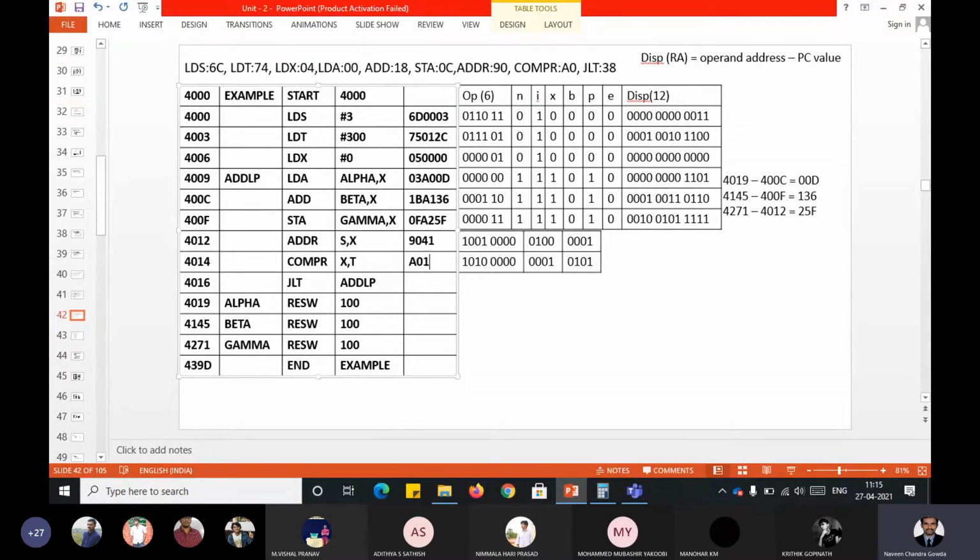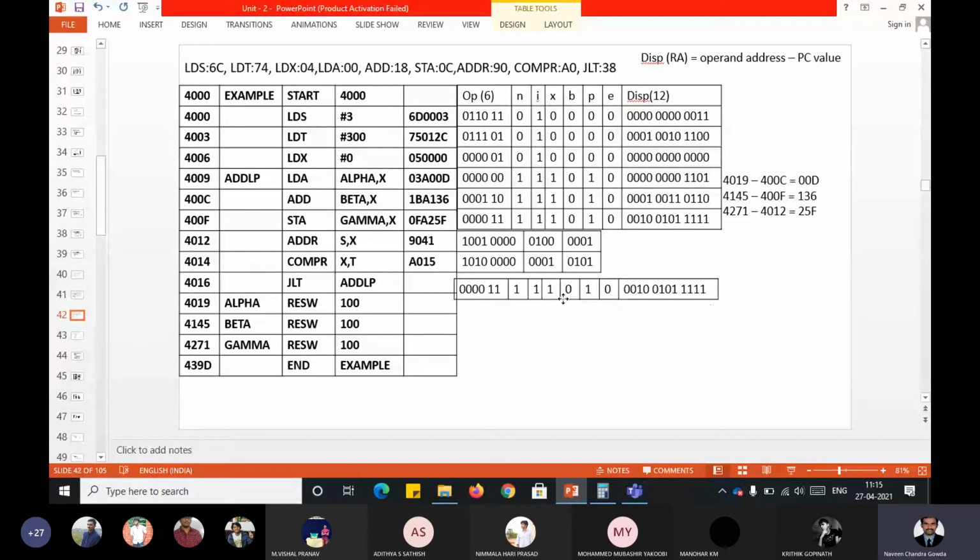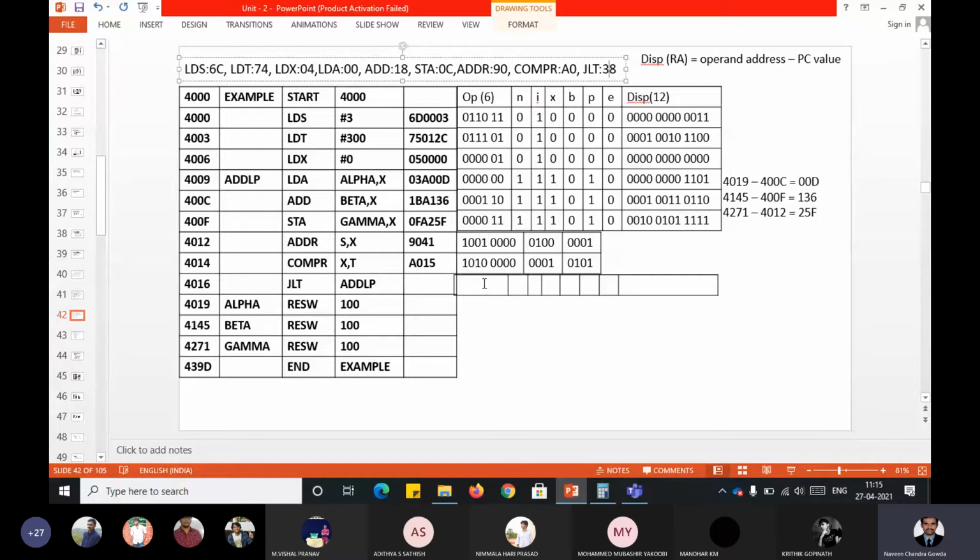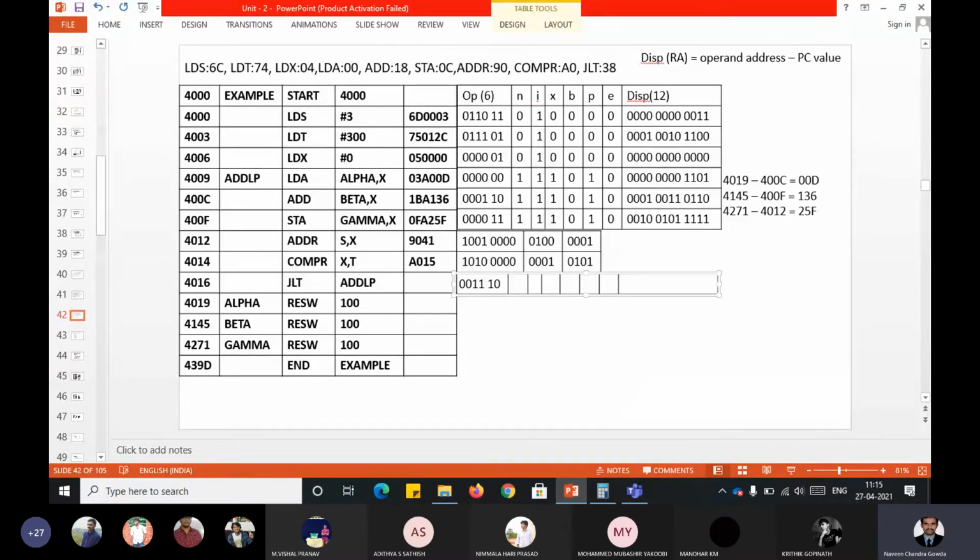Next, let me take you to JLT LOOP. When I take you to the JLT LOOP, let me copy paste this itself. I have a format where the first 6 bits will be the opcode, then N X B P E. What is the opcode of JLT? It is 38. So I'll write 0011 for 3 and 1000 for 8. It is neither immediate nor indirect, and it is not using the X register as well. E is as usual 0 for format 3.